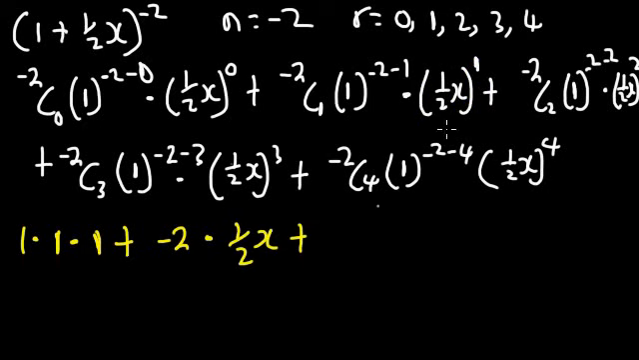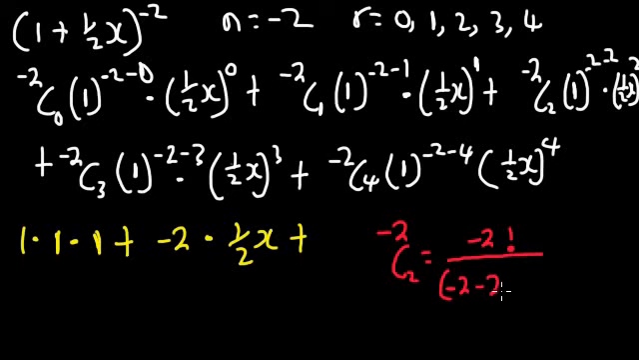Perfect. Plus the third term, minus 2 combined with 2. So this is where the work starts. How do we do this kind of combination? You need to understand that minus 2 combined with 2 is still equal to minus 2 factorial divided by n minus r factorial, r factorial. So we have minus 2 factorial, then 2 factorial.